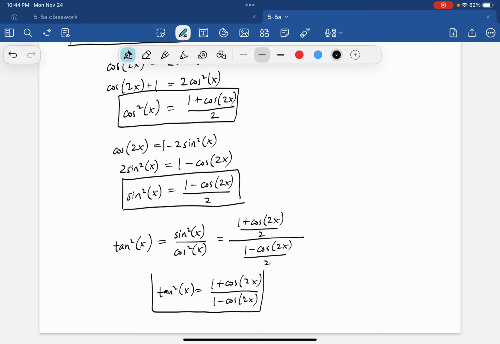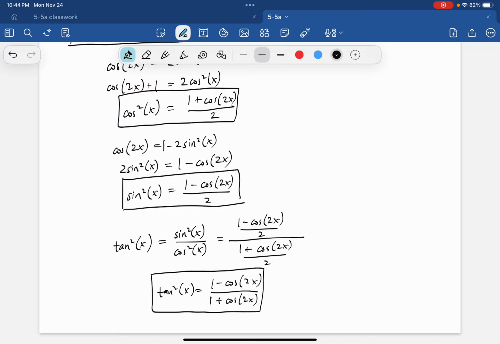If you have sine squared and cosine squared memorized, then this is pretty easy to memorize as well. Oh dear, I've mixed up the pluses and minuses. Very sorry. Hopefully nobody stopped watching before that. Sine squared is 1 minus cosine 2x, and cosine squared is 1 plus cosine 2x. So the minus is on top and the plus is on the bottom. Sorry for that mistake.